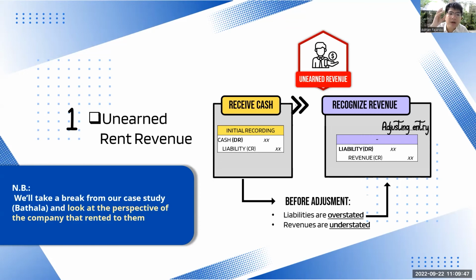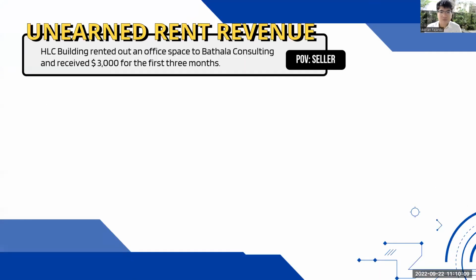So the first scenario was prepaid expense, you pay cash and then you recognize the expense later. The unearned revenue, you receive cash, pero you recognize revenue at a later date. And then from this, we'll look at what we call the unearned rent revenue. And then we'll take a break from our case study. So hindi tayo from the perspective of Bathala. Let's look at the perspective of the company that rented to them, right?